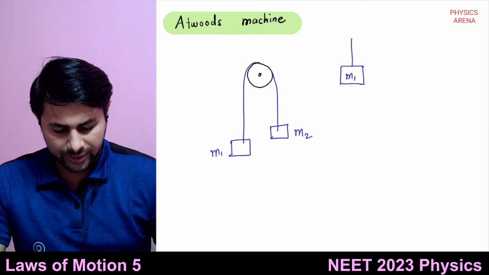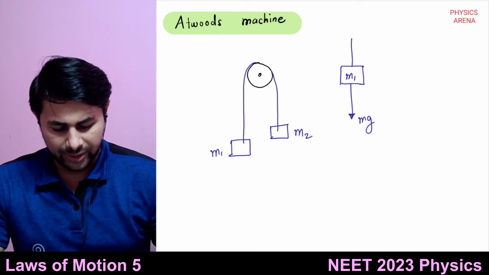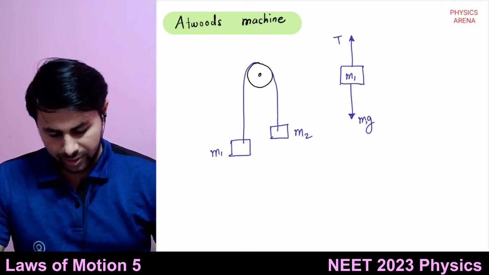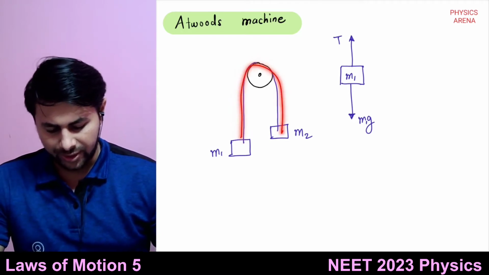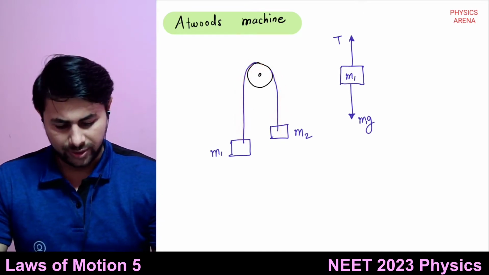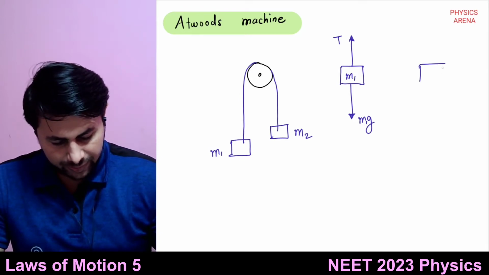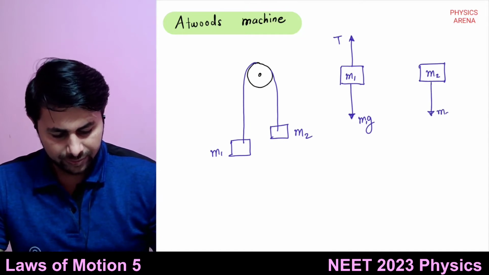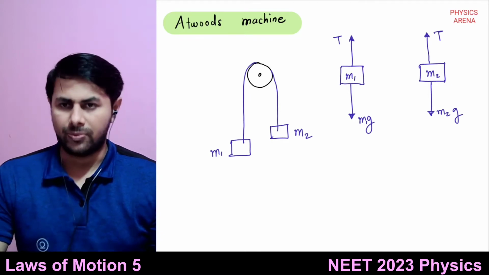There are two forces. One is the gravitational force, which is acting downwards, M1 times g, and the other is tension in the string. This is one string only, so tension on this side and on the other side of the string will be the same. Let's suppose tension is T. For the second mass, m2 times g is the gravitational force, and tension in the string acts upwards.